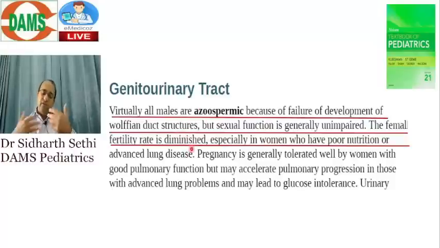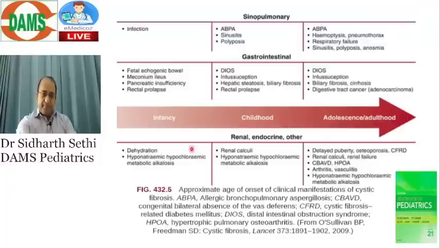Females, remember, now they may ask you about females. Now female fertility rate is also reduced because of poor nutrition and advanced lung disease. They may also have more mucus in the cervical glands. Now please do read about this. I can tell you in last year's NEET PG, there was a lot of concentration on that. In cystic fibrosis they have hyponatremic, hypochloremic metabolic alkalosis. So remember, hyponatremic, hypochloremic. And it persists throughout life.